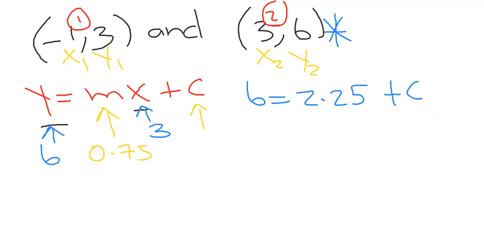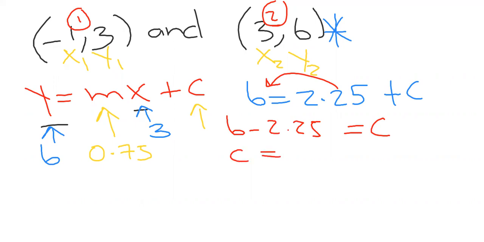So we are solving for c. So we have to take everything this side, so that this side we are only left with what we are interested in, which is the c. So it means c is equal to 6 minus 2.25. And that gives us 3.75.